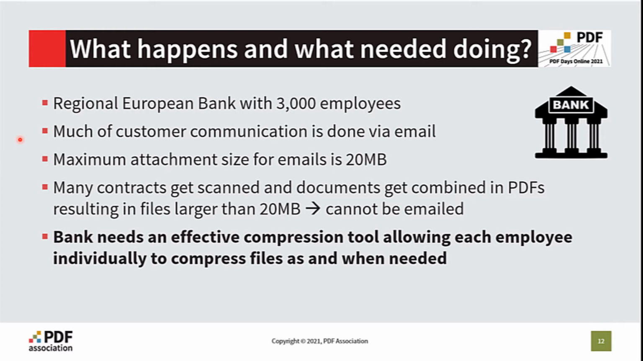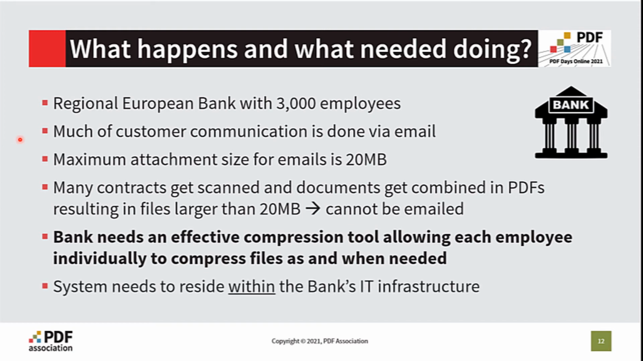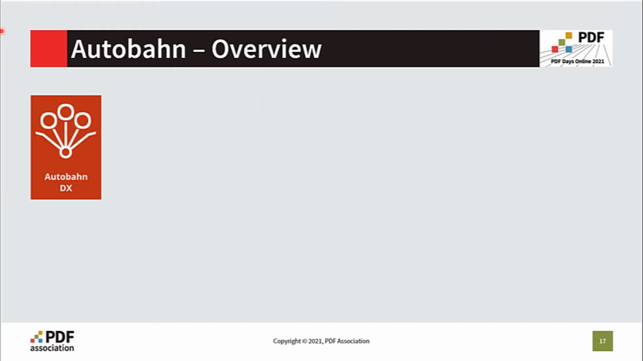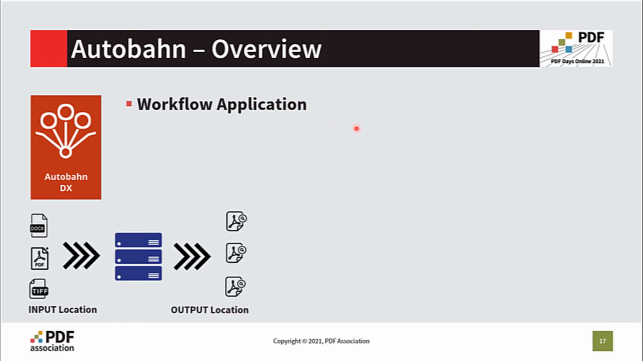Now, one thing they didn't want to do is to install 3,000 different pieces of software on each person's computer. And the other requirement was that the system needs to reside within the bank's infrastructure. We don't want to go out to a cloud service to achieve this. Now, we recommended our Autobahn product to this client, and I want to give you a very quick overview of Autobahn. First and foremost, it's a workflow application, meaning that it monitors an input location, then processes the files and moves them to an output location.